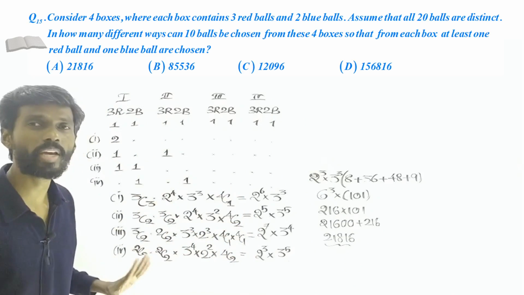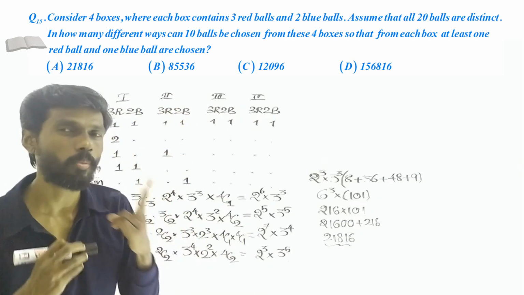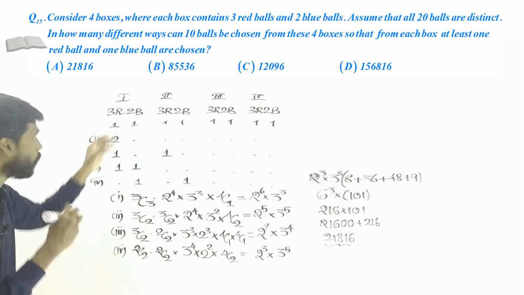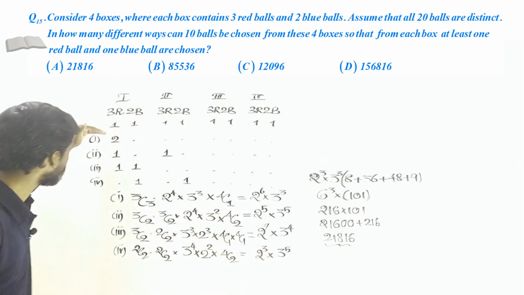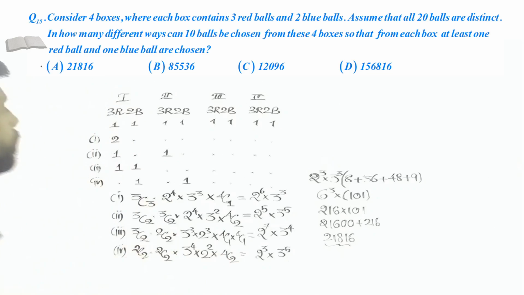See, so many cases we are considering. Already we have selected 1 from each box, that means only 2 more balls have to be selected. For these 2 balls we have to consider many cases, from which box the 2 balls are selected, or which color is selected. That gives rise to 4 cases, so we are considering them one by one. So this is the answer.